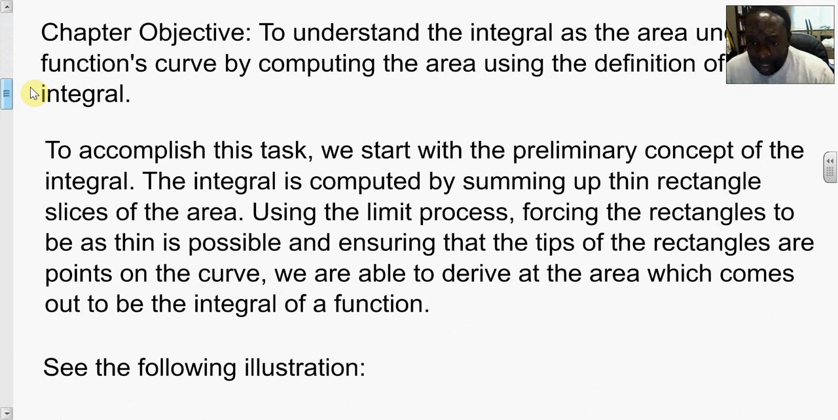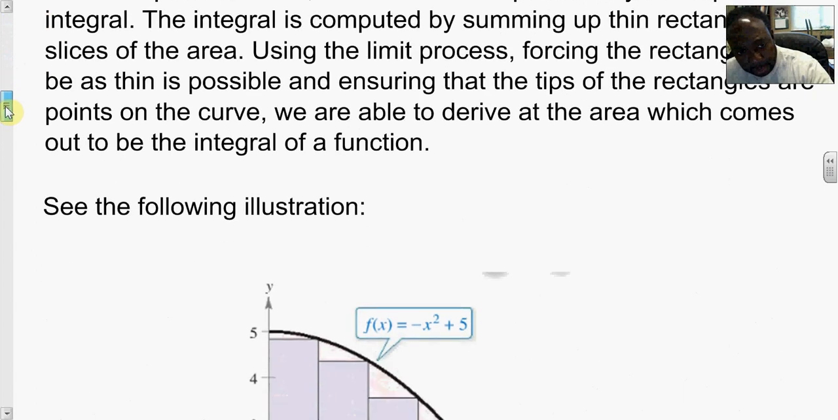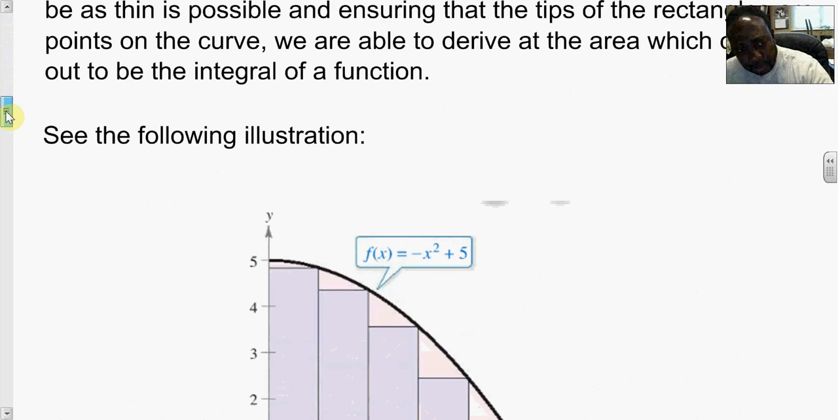So to accomplish this task, we start with the preliminary concept of the integral. The integral is computed by summing up thin rectangular slices of the area, using the limit process, forcing the rectangles to be as thin as possible and ensuring that the tip of the rectangular slice is a point on the curve. So through the process of summation, we're able to get the area under the curve. Thus, that gives us the integral.